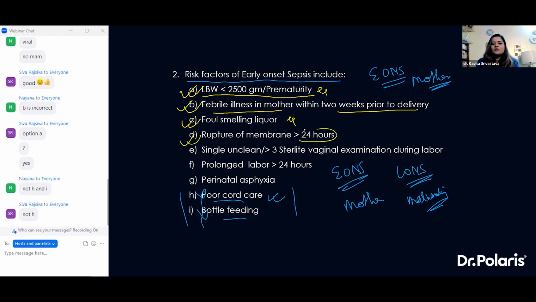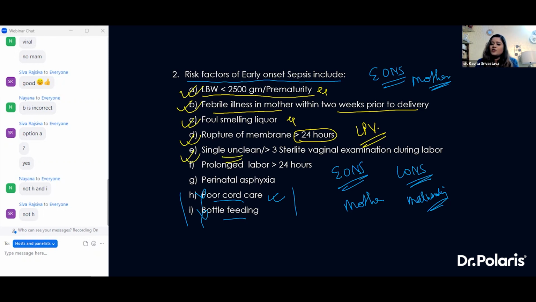Rupture of membrane for more than 24 hours. So if the mother complains of leaking PV for more than 24 hours, it can again result in transmission of infection inside the sterile water bag where the baby is. So rupture of membrane again is a very important indication of early onset sepsis.